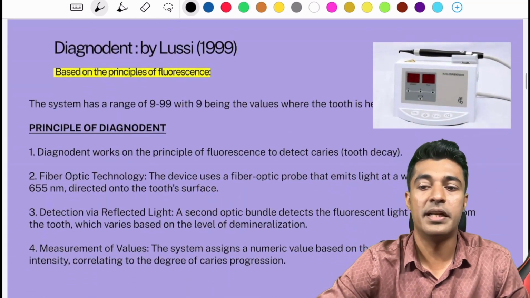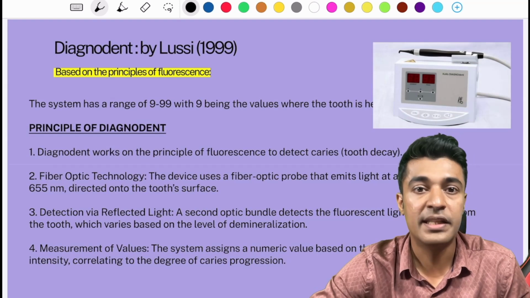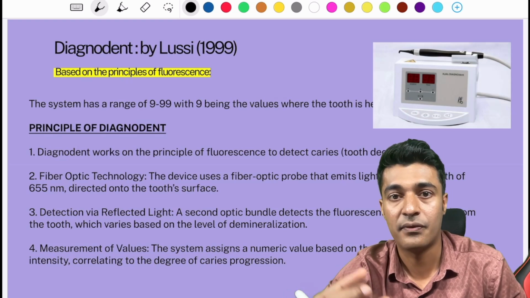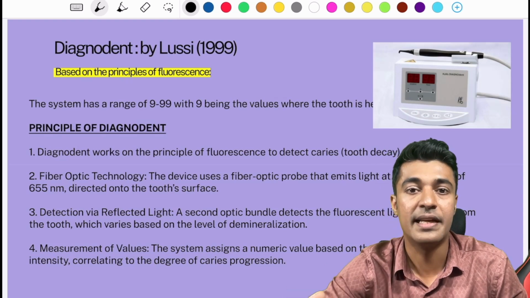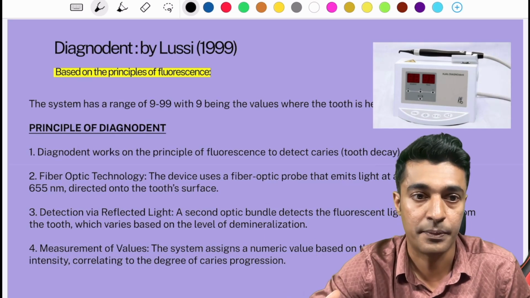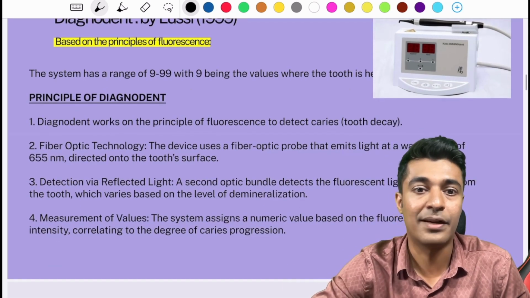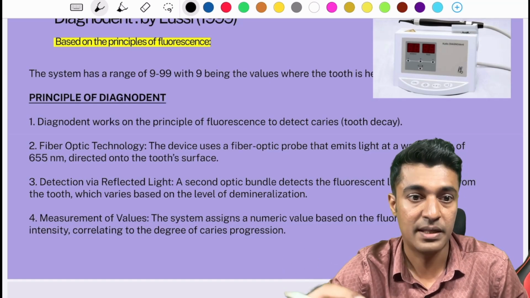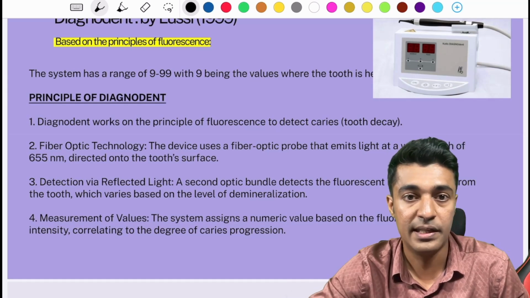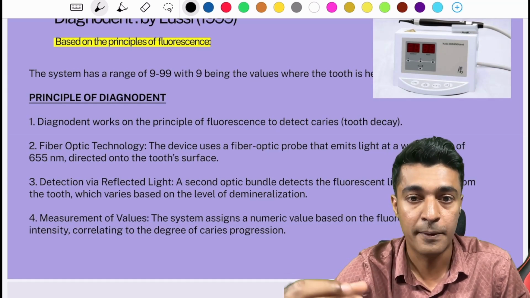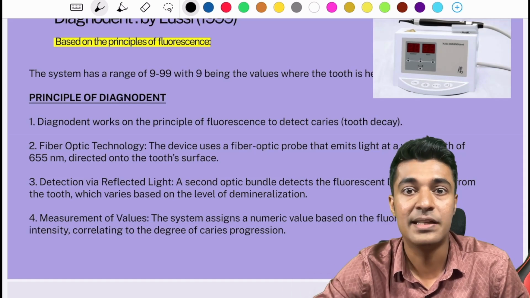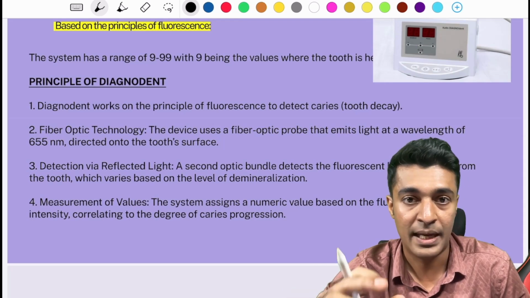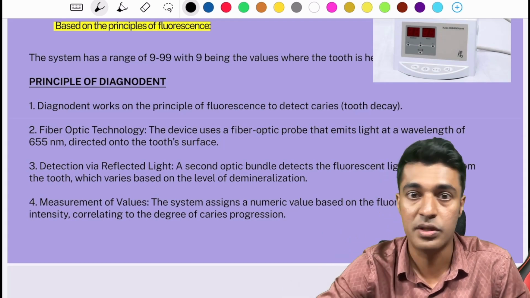Coming to Diagnodent by Lucy, it is based on the principle of fluorescence. The system has a range of 9 to 99, out of which 9 indicates the healthiest tooth structure. The first part is fiber optic technology. Here the device uses a fiber optic probe that emits a light of a particular wavelength, which is 655 nanometer, and this is directed onto the tooth surface.